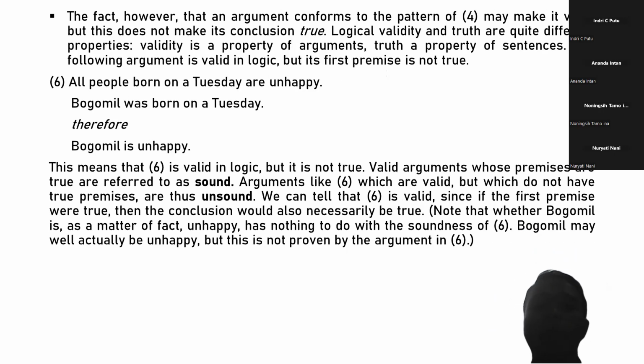The fact, however, that an argument conforms to the pattern of 4 may make it valid, but this does not make its conclusion true. Logical validity and truth are quite different properties. Validity is a property of arguments, truth a property of sentences. The following argument is valid in logic, but its first premise is not true. So you have to highlight or underline this statement.